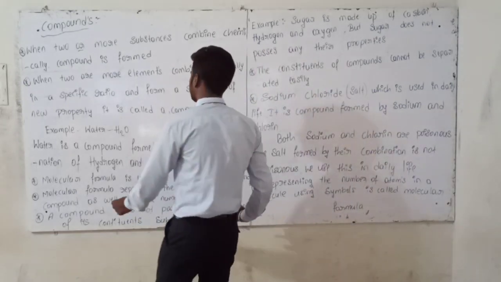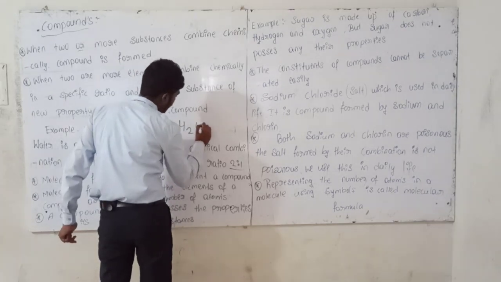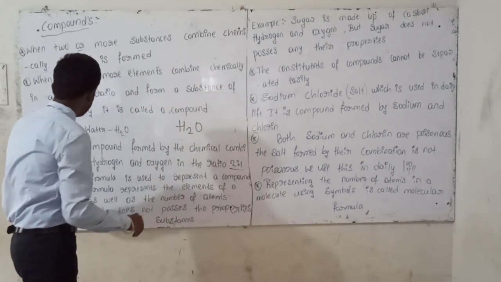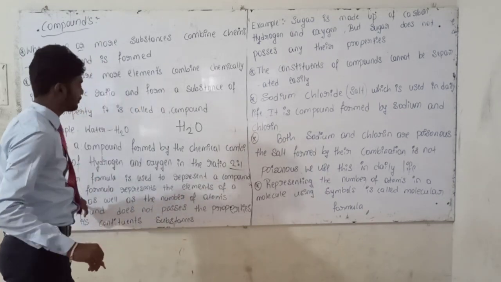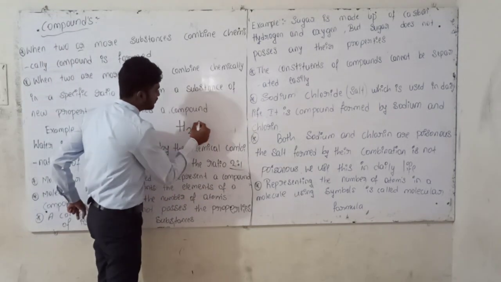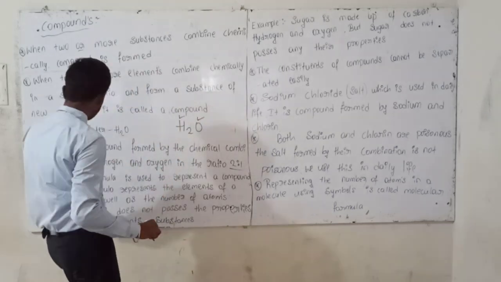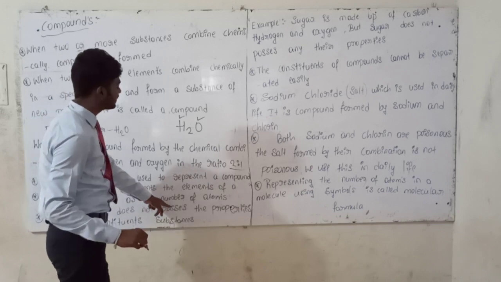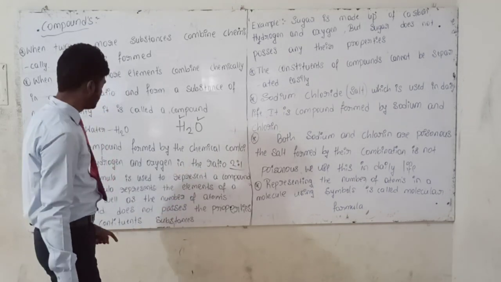For example, the molecular formula of water, what is it? H2O. The molecular formula represents the elements of a compound, as well as the numbers of the atoms. Listen to me.